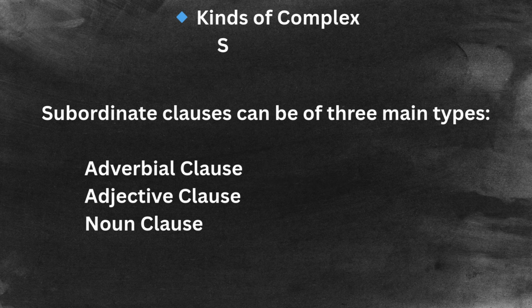What kinds of complex sentence? Subordinate clauses can be of three main types. 1. Adverbial clause. 2. Adjective clause. 3. Noun clause.